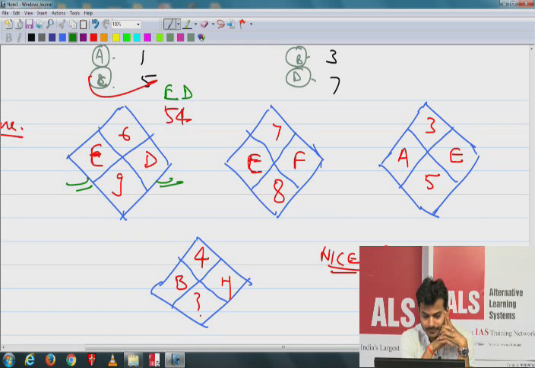Seven. Yes. 7 is the correct answer. So all of you are getting this 7, right?